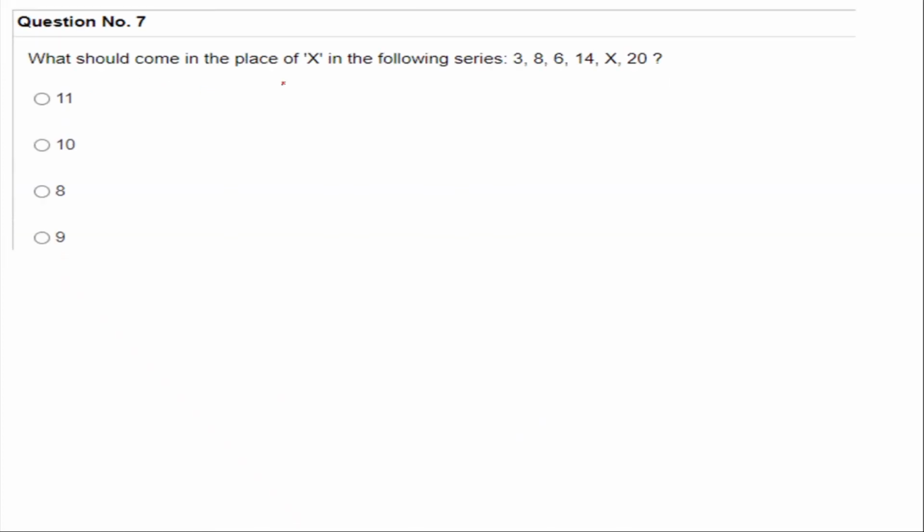Question number 7. What should come in the place of x in the following series? There is a series of numbers 3, 8, 6, 14, x and 20. Now, whenever you have questions from series, you should remember there can be a relation this side, or there can be a relation from this side. Similarly, you can have a relation with the alternate numbers as well. Okay. So let's see here. First it starts from 3 and then it goes to 8. Then again goes to 6 and again goes to 14. So we can see there is an alternating increase and decrease.